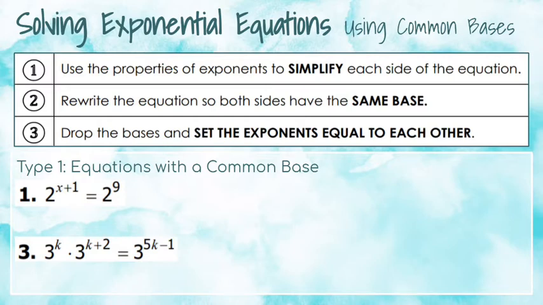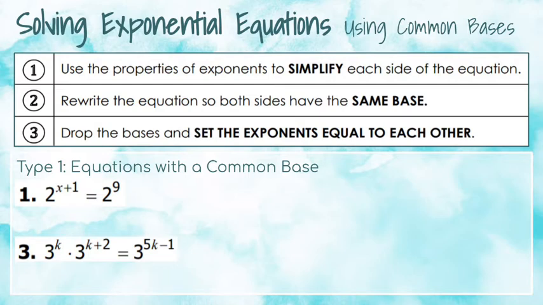Our steps say to use the properties of exponents to simplify each side of the equation. Well, this is already simplified, 2 to the x plus 1 power. There's nothing really to do there. And 2 to the 9th, even though, yes, we could actually calculate 2 to the 9th, we don't want to do that because if you look at the next step, it says to rewrite the equation so both sides have the same base. Well, both sides already have the same base.